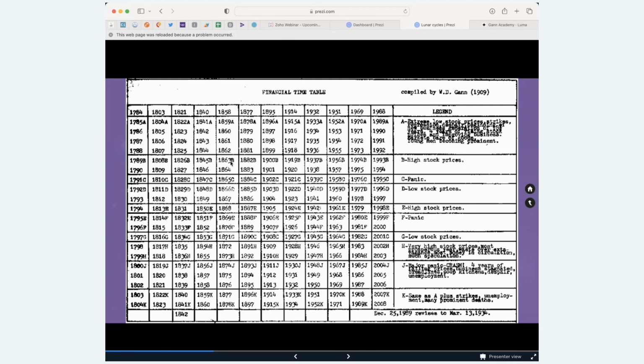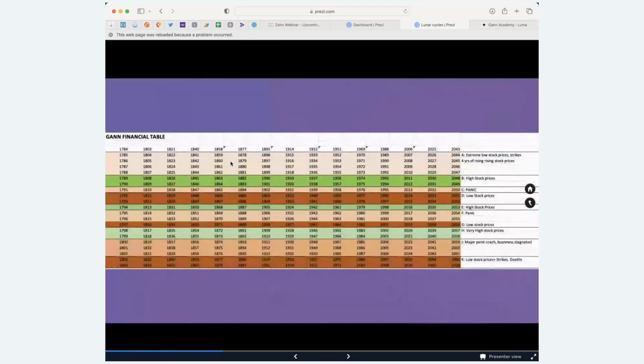Now the same chart I've actually converted into Excel so that it's easier for you to have a look. So the recent history, if you see, it says low stock prices here. If you see this column here, okay, low stock prices. I've actually extended it beyond 2008 so that we get a picture of the current history. And you see here 2020 is here.